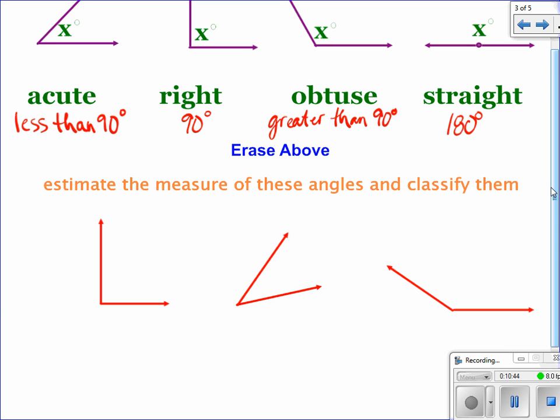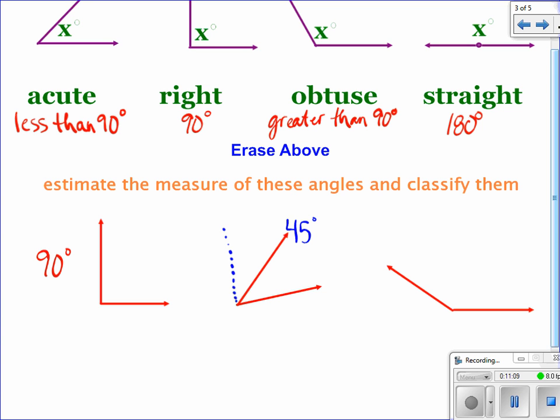Yeah, that one definitely looks like a right angle. About how much would you say the next one is? 45. I would say about 45. Here's a good way to estimate: draw the 90 degrees and ask yourself if it looks like it's going about halfway through. Okay, so that one I would guess would be about 45.